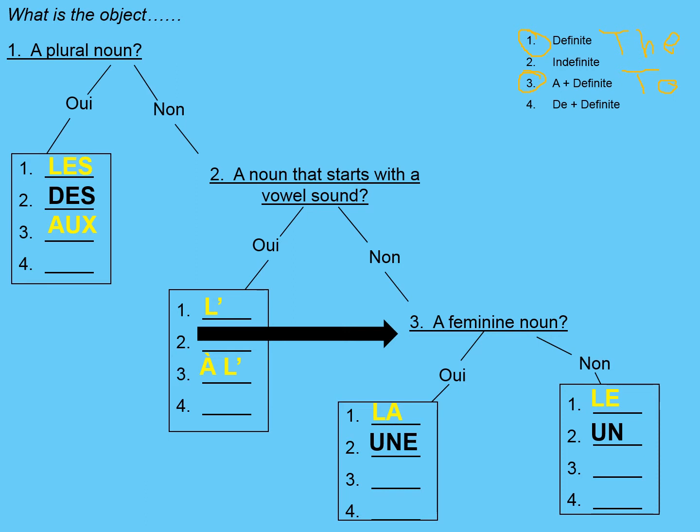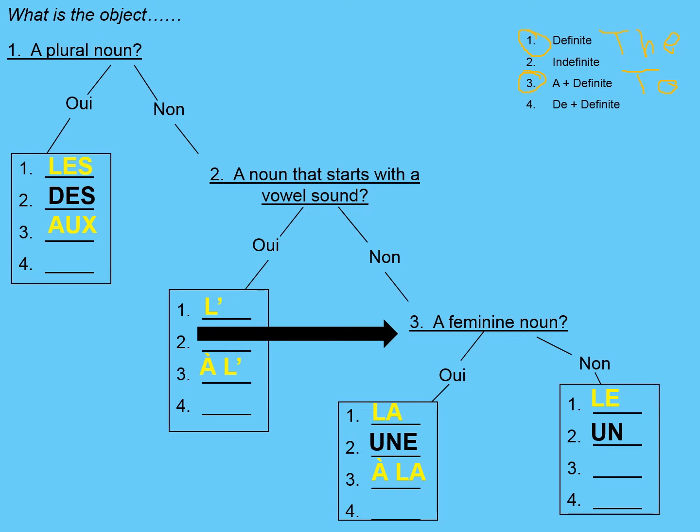And what if it's a feminine place, like library, or the beach, or the pool, or if you're just going home? If I'm just going home, je vais à la maison. So it's just la, but this time we put the a in front of it. À la maison. Again, don't forget the accent mark.